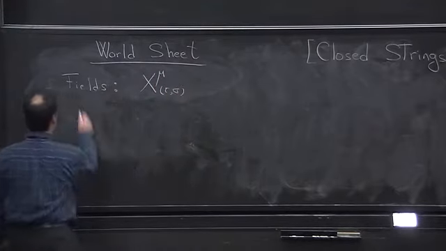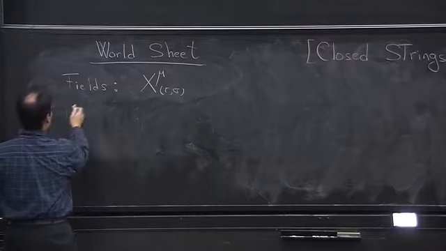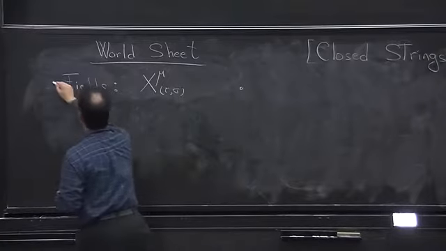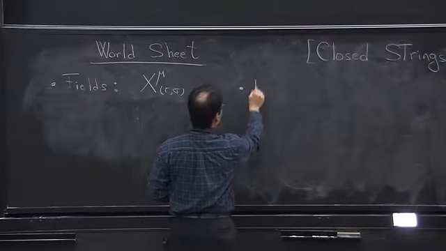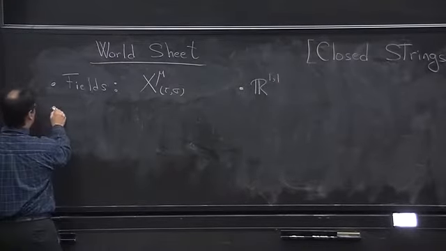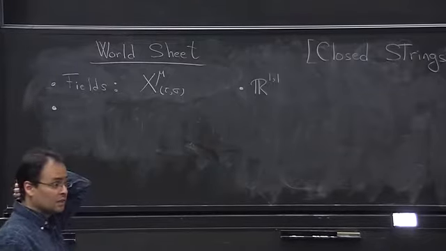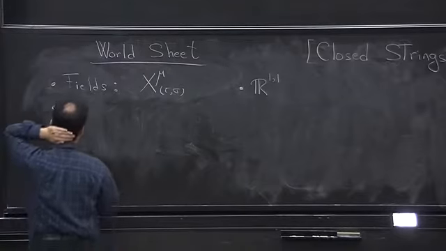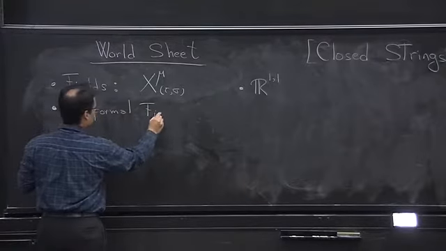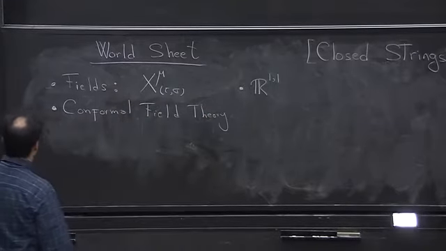Okay. And the theory is defined. So these are the fields, and the theory lives on R^{1,1}. Okay, very good. What kind of theory do we have? What are the symmetries of this theory? It's a CFT, yes. Very good.